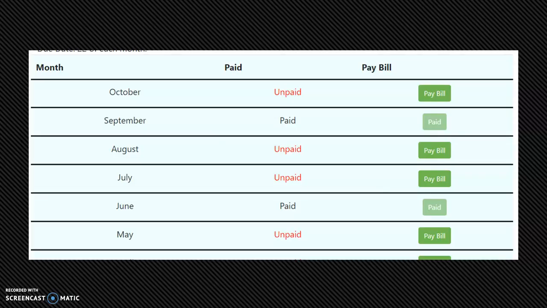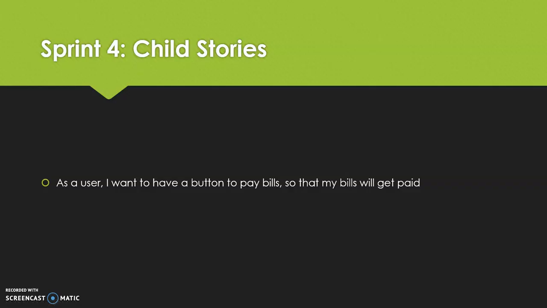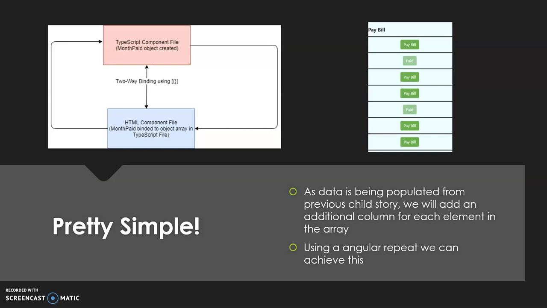So here's an example of the grid indicating now we have a paid and unpaid column regardless of the month. As a user, I want to have a button to pay bills so that my bills will get paid. So this one's pretty simple.